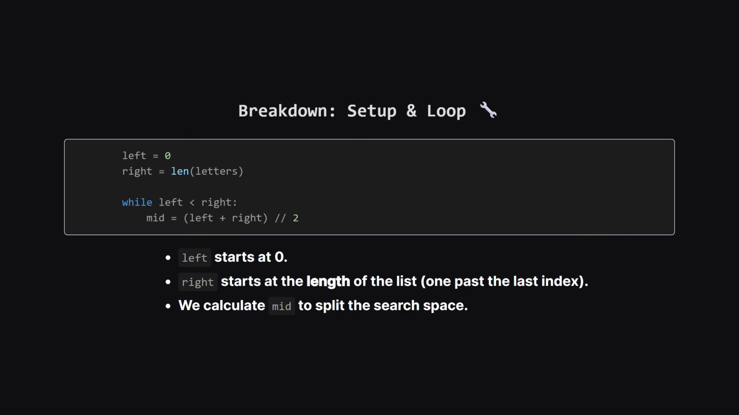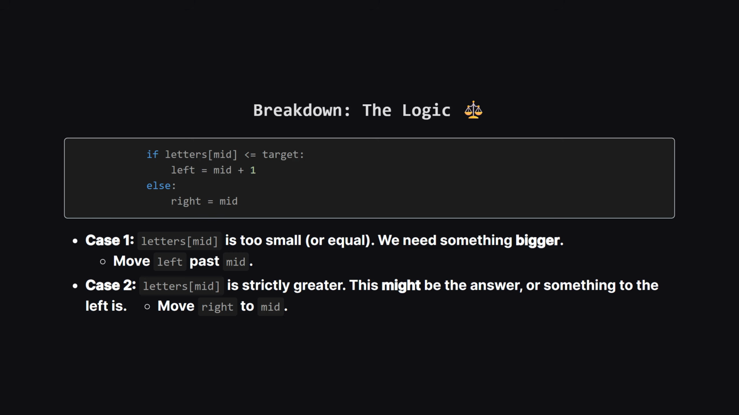Inside the loop, we find the middle index just like in any standard binary search. Now for the core decision making. We compare the letter at our mid-index with the target. If the letter at mid is less than or equal to the target, it's not what we want. We need something strictly greater. So we discard everything to the left, including mid itself, by moving our left pointer to mid plus 1.